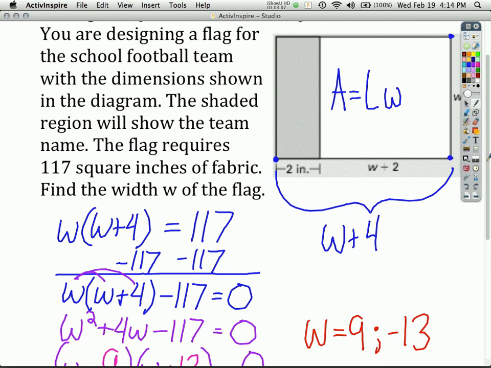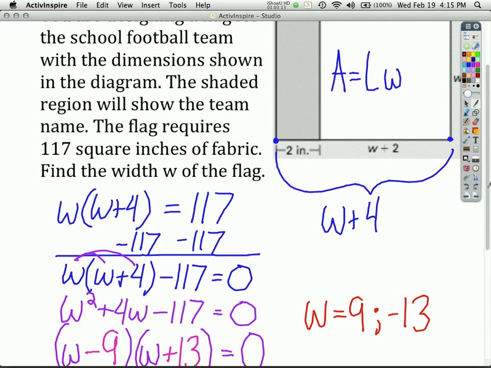Ziamara? One's the length and one's the width. Okay. Which one's the length and which one's the width? You don't know? Okay. Well, does anyone know? John? 9 is the width. Why not negative 13? Because you can't make a flag negative.